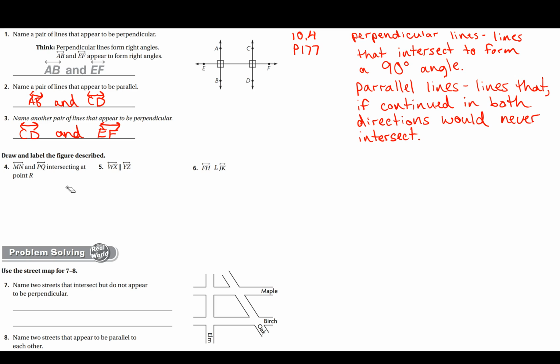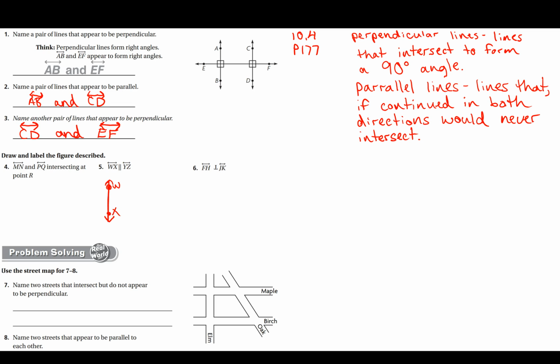All right, next one says line WX, and these two lines mean parallel to line YZ. So again, I'm going to use my Post-it note, and I'm going to make 2 lines, and they can never intersect. So there's one of my lines. Whoops. And it continues on in both directions, and it has to pass through W and X.